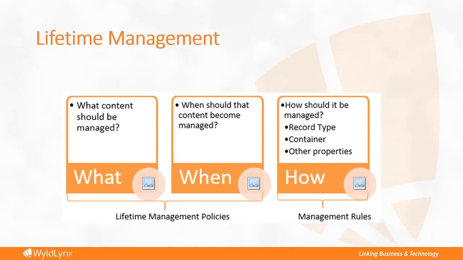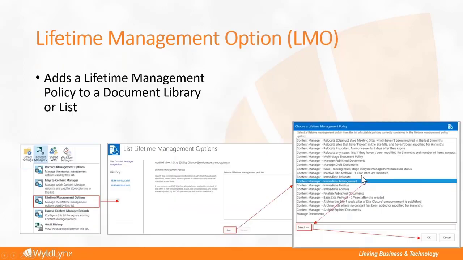Now, they were all very manual-based options, and again, that's perfectly fine. That's where a lot of people start, but you can also then start to set rules and automate this. So there's a number of what they call lifetime management policies or management rules, and it pretty much goes through what do you want to manage, when do you want to manage it, and how do you want it to be managed. Now, out of the box, Content Manager ships with the product a raft of these different rules and lifetime management options.